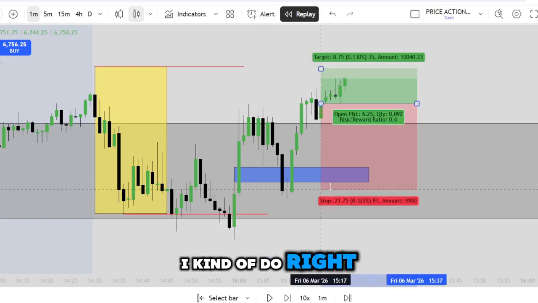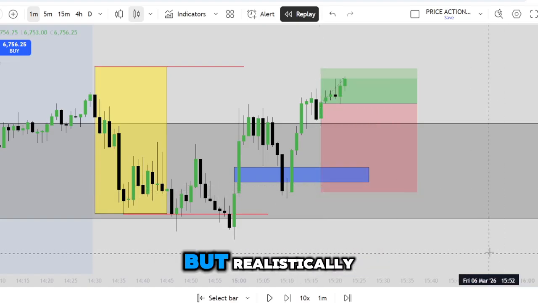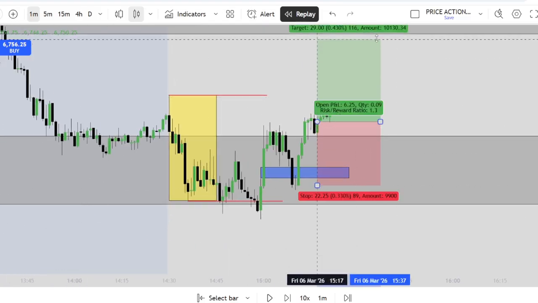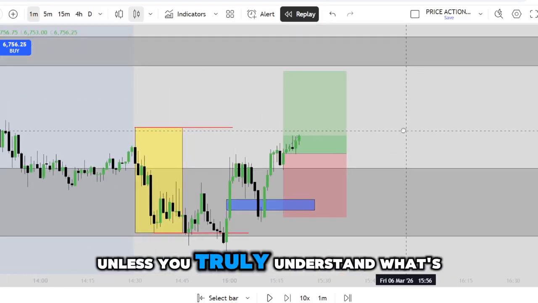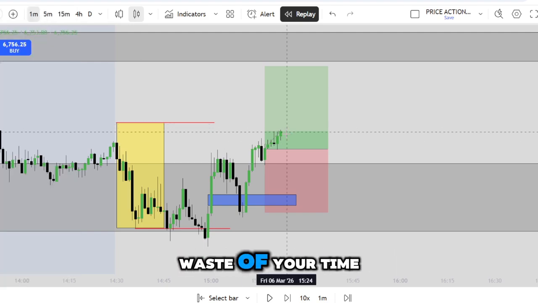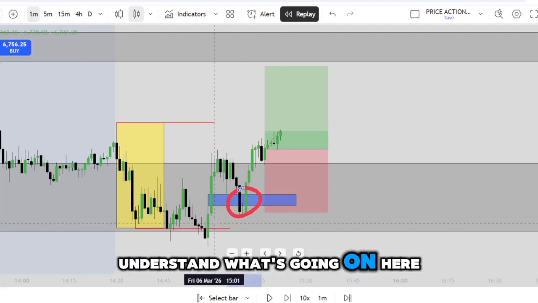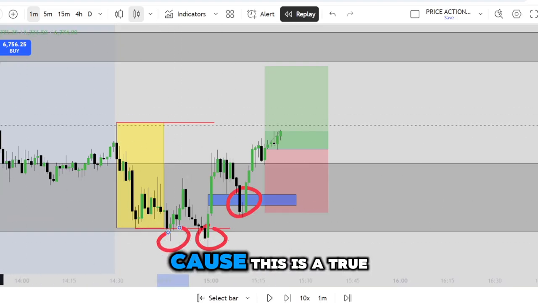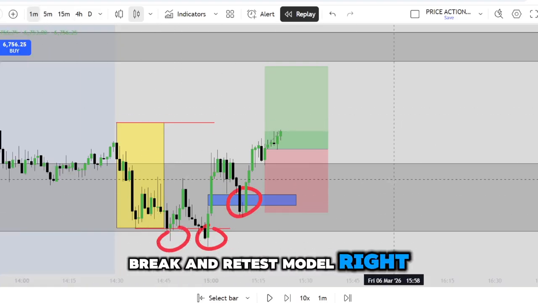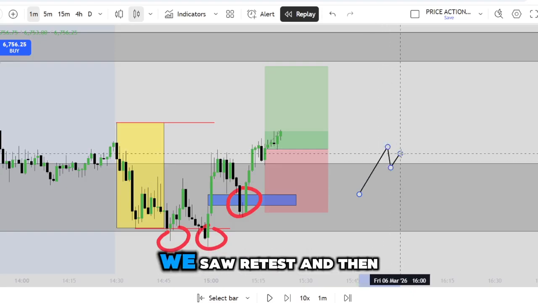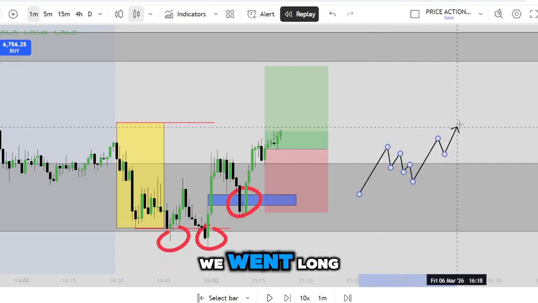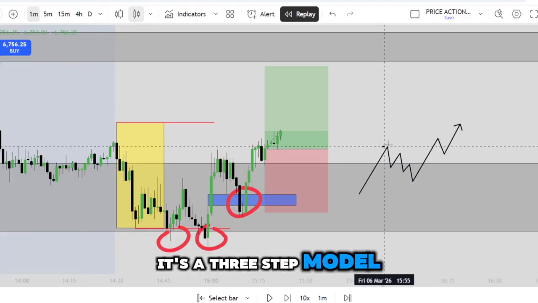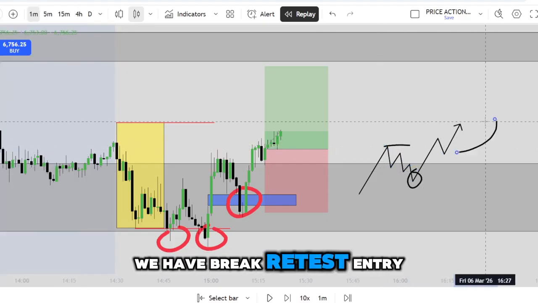Now, I don't use fair value gaps. Well, I kind of do, right? I keep them as safe places to keep my stops, but realistically, fair value gaps don't mean anything unless you understand the absorption. Unless you truly understand what's going on, fair value gaps are a waste of your time. So you want to try and understand what's going on here, here, and here, right? You want to see what was going on because this is a true break and retest model, right? What we saw was break, retest, and then we went long. So it's a three-step model, ladies and gentlemen: break, retest, entry.